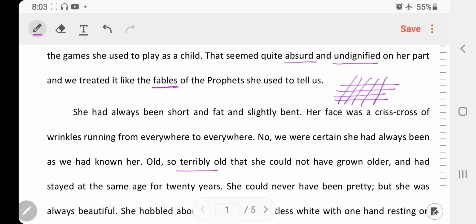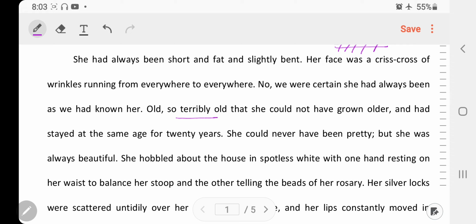Now she cannot become further older and had stayed at the same age for 20 years. See, this is the reality. That thing has become stagnant in the author's mind.